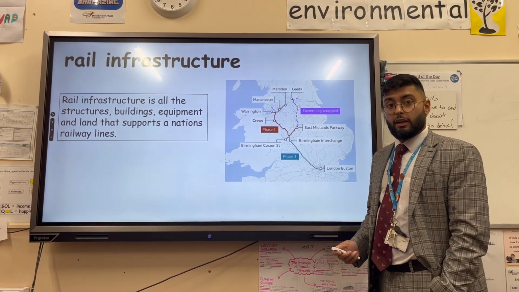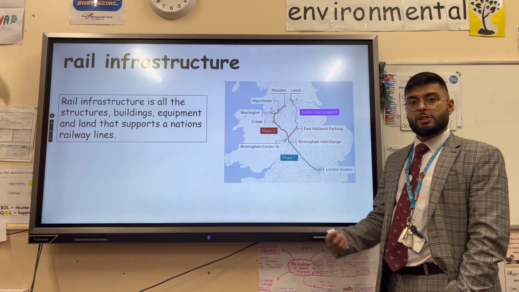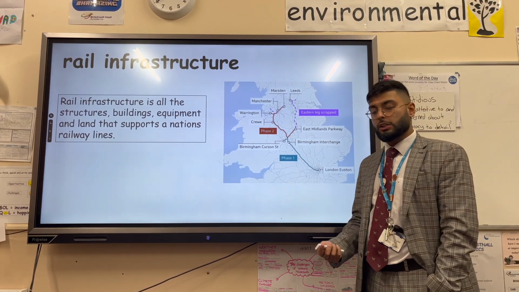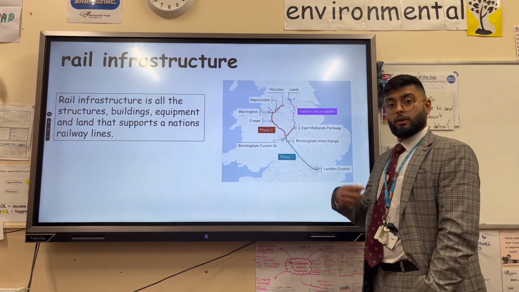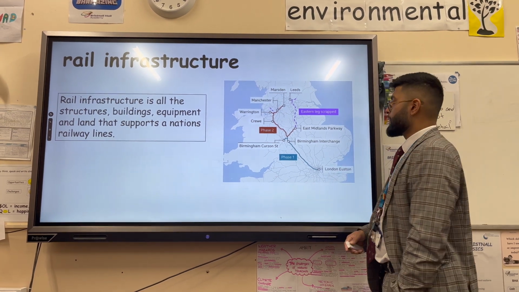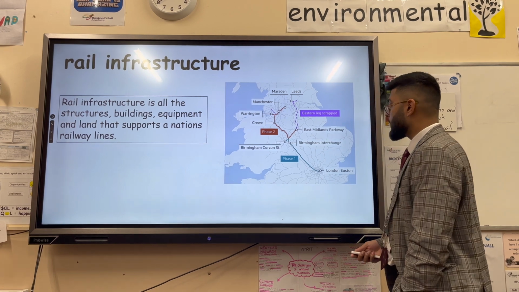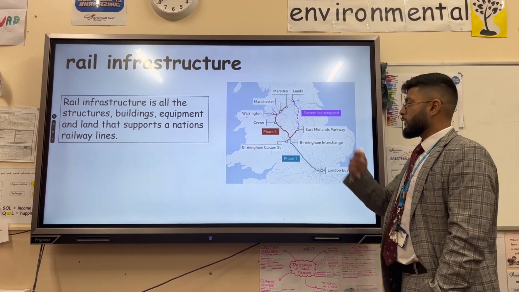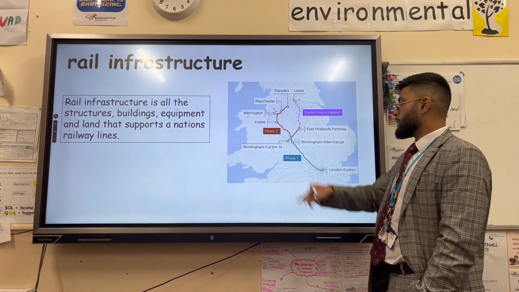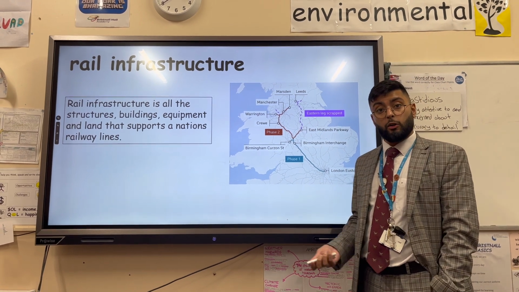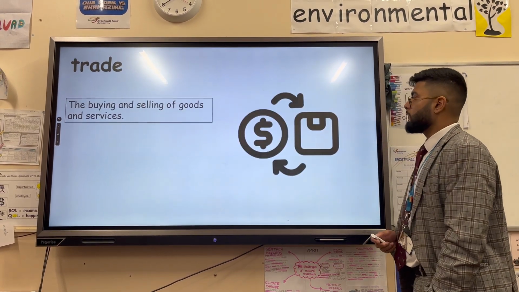But we also have rail infrastructure as well. So that's all the infrastructure, so the tracks and the stations related to rail or trains. One example of rail infrastructure that is changing or is new in the UK is HS2, which is going to connect London to Birmingham, leading to regional economic growth for both of those regions.